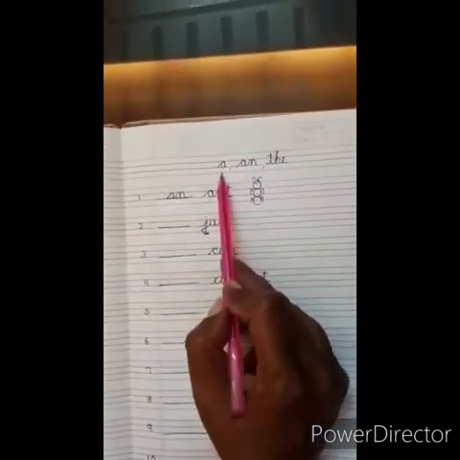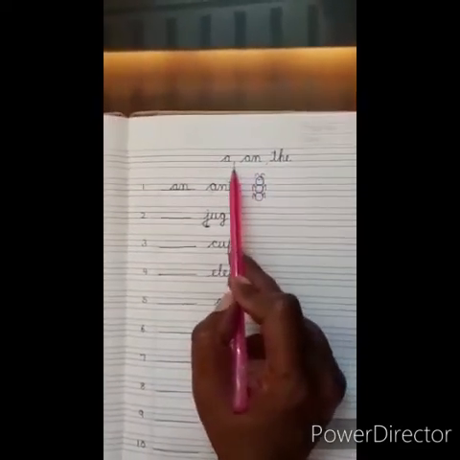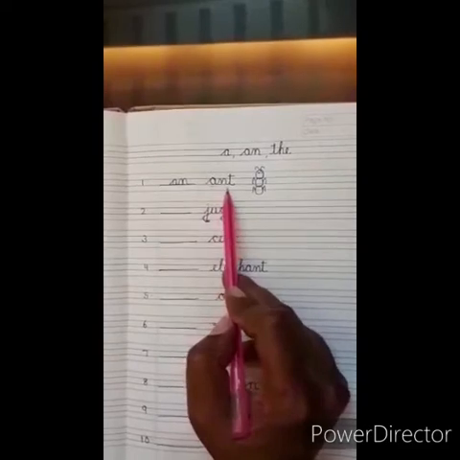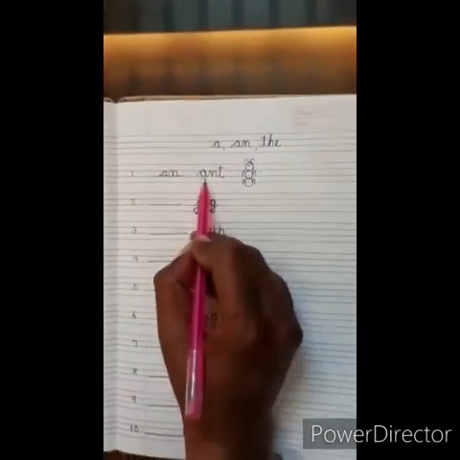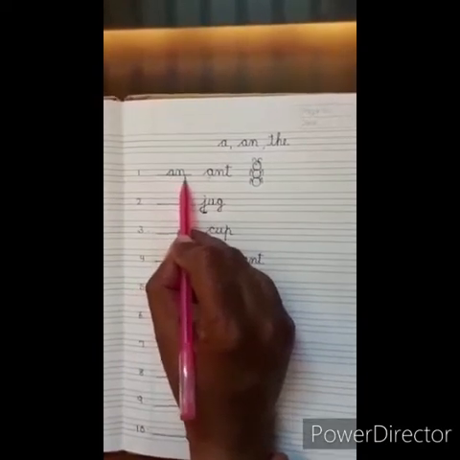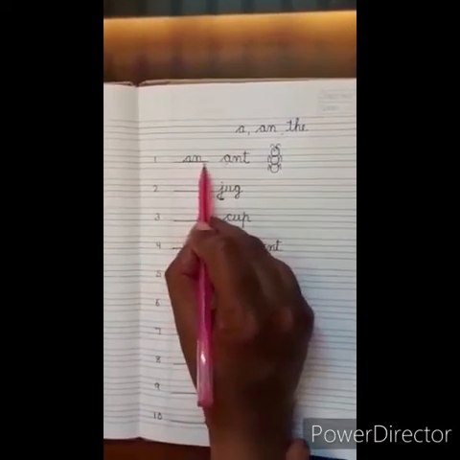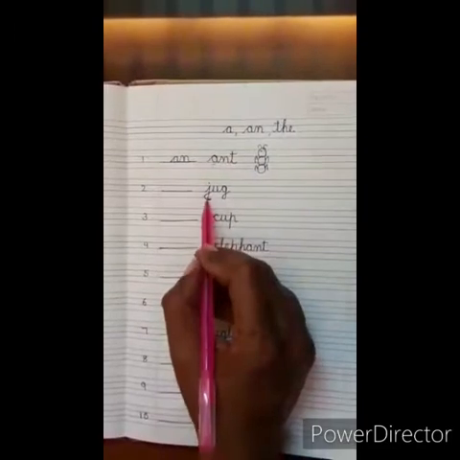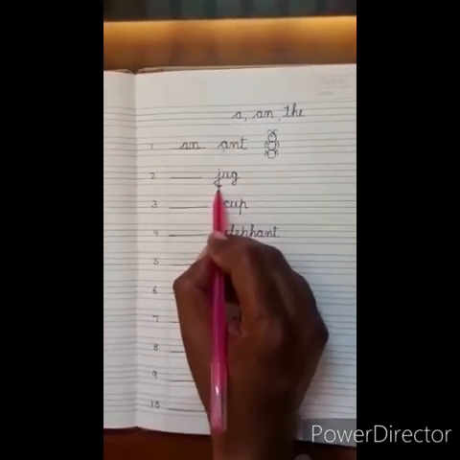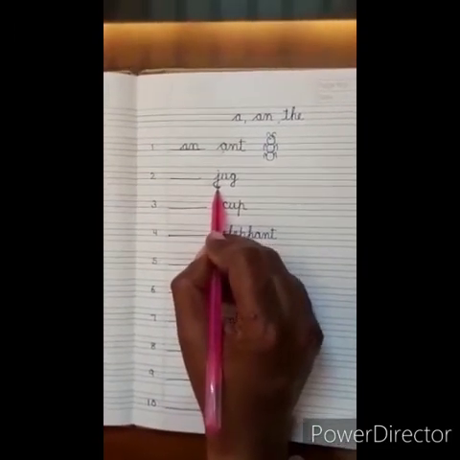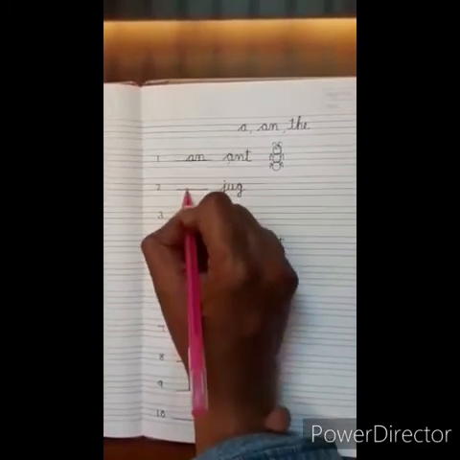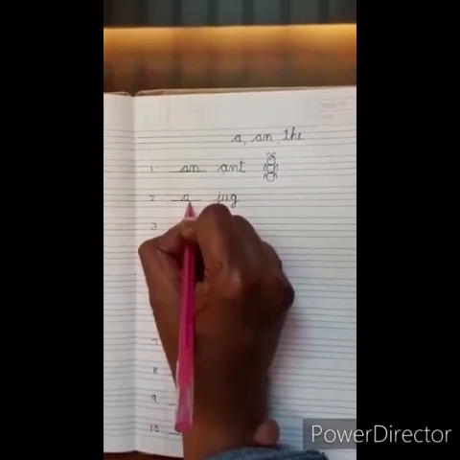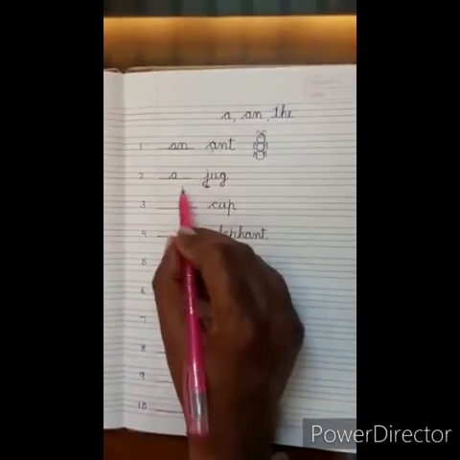So now we'll see how to write a, an and the in the notebook. First is ant, and here the first letter is a vowel, so we use an ant. Next one is jug. The first letter is J and J is a consonant, so here we use a jug. A jug.